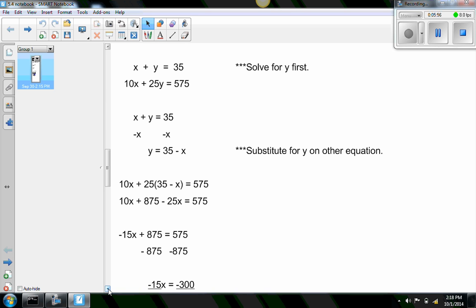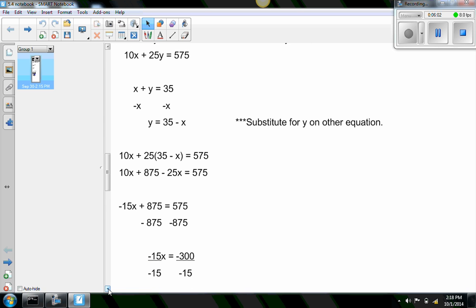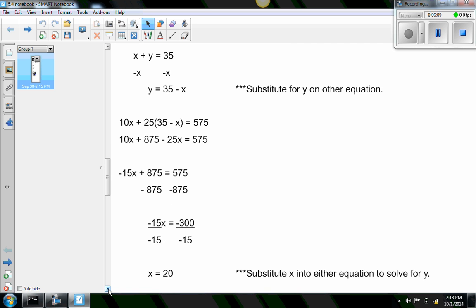And then to get rid of the negative 15, it says negative 15 times x, so I do the opposite. So I divide both sides by negative 15. Negative 300 divided by negative 15 is 20. Okay, that should sound familiar because that's just what I found on that other one. But this time I solved for x, right?